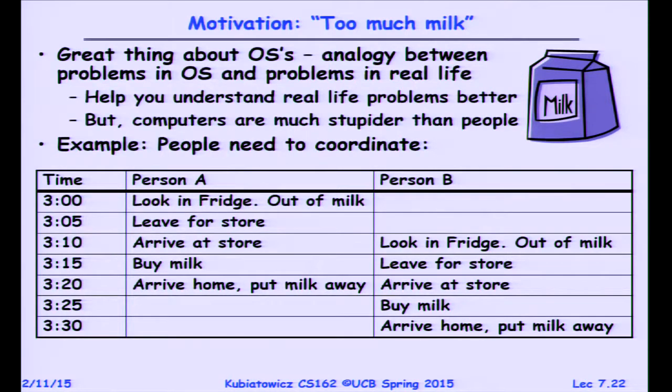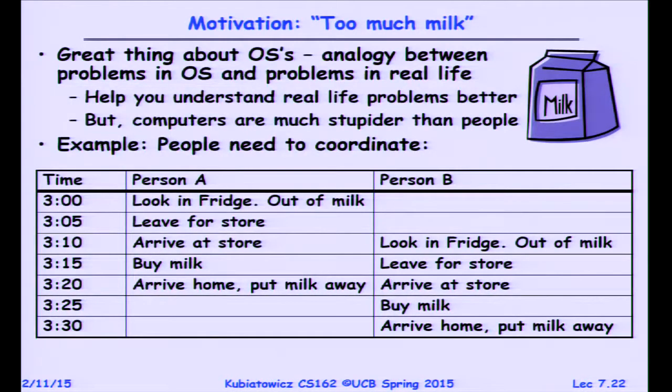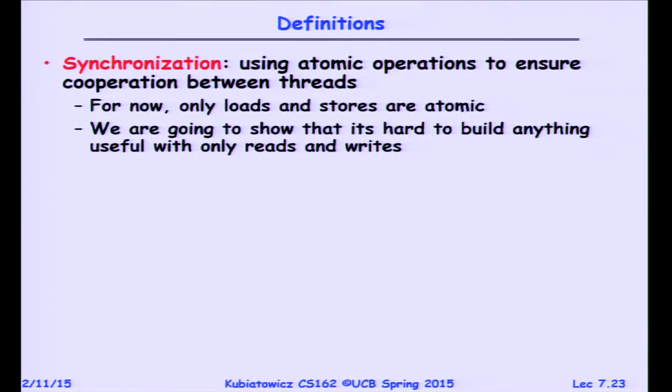Yes? You can create a lock on the refrigerator. So basically, when you see that there's no milk, super glue the door of the fridge shut. So surprisingly, that's going to be my first solution. So let's make sure we've got some actual answers here. So synchronization is using atomic operations to ensure cooperation between threads. Okay, there's a nice clean answer to what the synchronization is. For now, only loads and stores are atomic, and we're going to show that it's really hard to make synchronization when you only have atomic loads and stores.